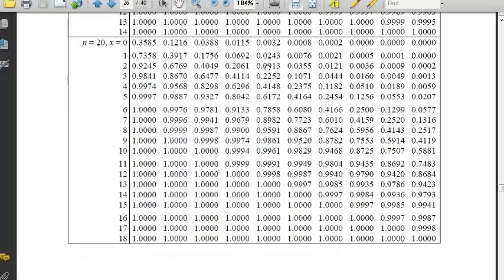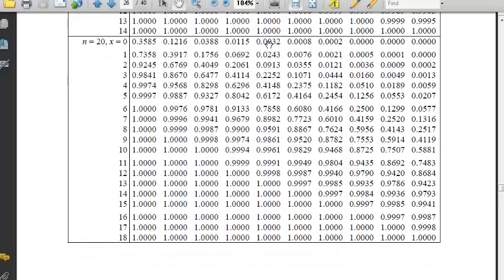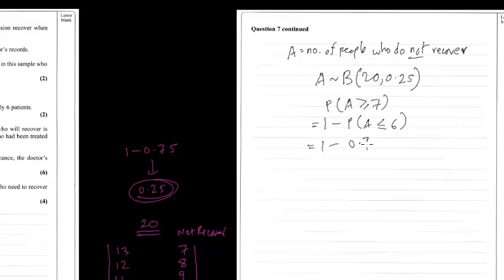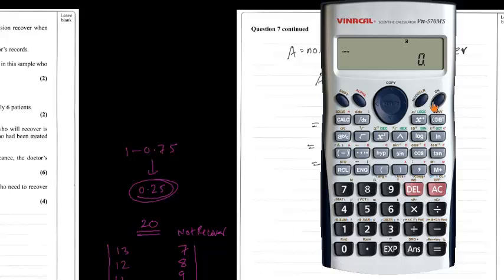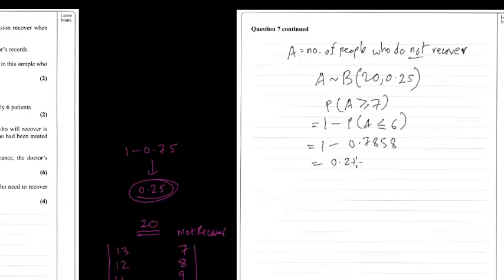This column is 0.25. So for this column, what we need is the value of less than or equal to 6. That means 0.7858. So if we subtract this, 1 minus 0.7858, that is 0.2142. Now 0.2142, if you multiply by 100, is 21%.